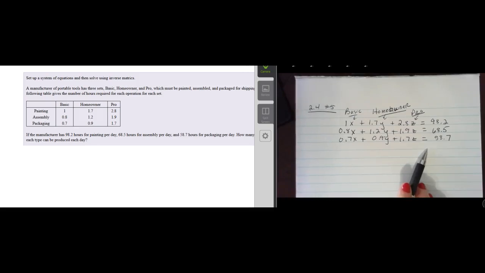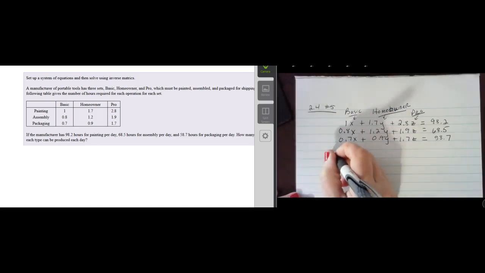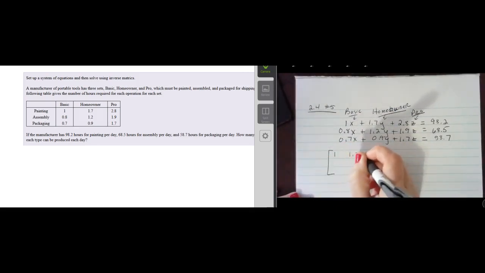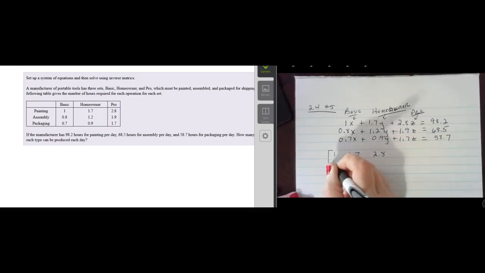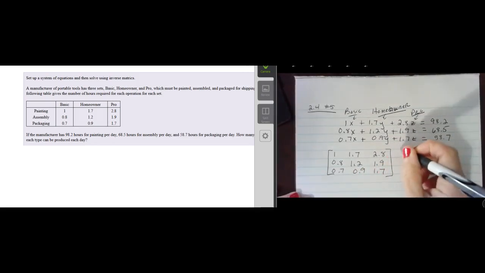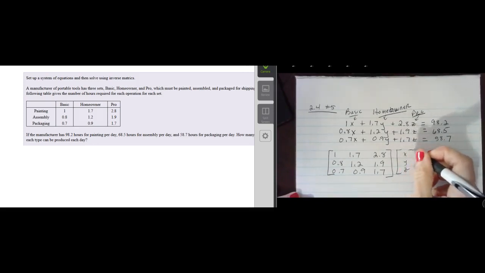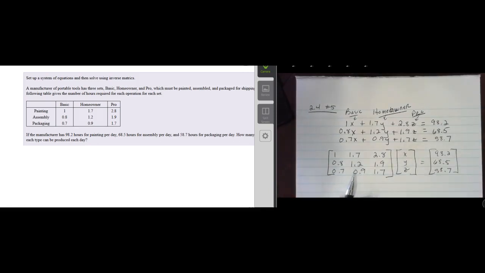If we're going to use inverse matrices to solve this problem, I need to find the inverse of my coefficients matrix: 1, 1.7, 2.8, 0.8, 1.2, 1.9, 0.7, 0.9, and 1.7. And then we can just set it up with our variables, and that all equals 98.2, 68.5, 58.7. So what I need to do is find the inverse of this matrix, and then use it with this 3 by 1, and we'll find our solution to this problem.